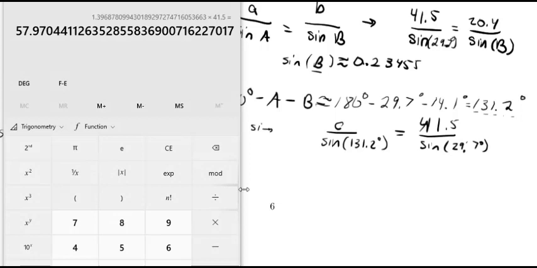Algebraically solving for values, I would have multiplied by sine of this crazy angle on both sides, and then I did all that in my calculator already, and I figured out the side length c for this triangle is 57.97 feet, and I'd probably round it up to 58.0 feet.